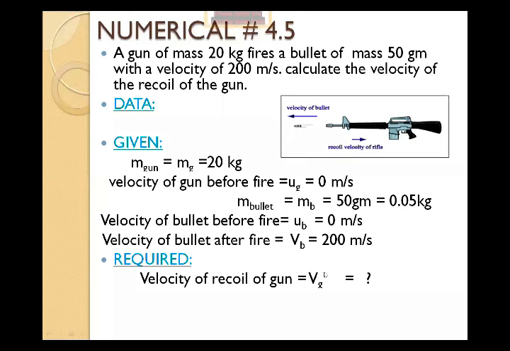And VG represents the velocity of the gun after fire. Okay, remember it. So we have the given mass of the gun. They have given us the velocity of the gun before fire, because it is understood that they both are at a rest position before the firing. The mass of the bullet is 50 gram, which is changed into 0.05 kilogram. The velocity of the bullet before fire is also 0, and the velocity of the bullet after fire is 200 meter per second.